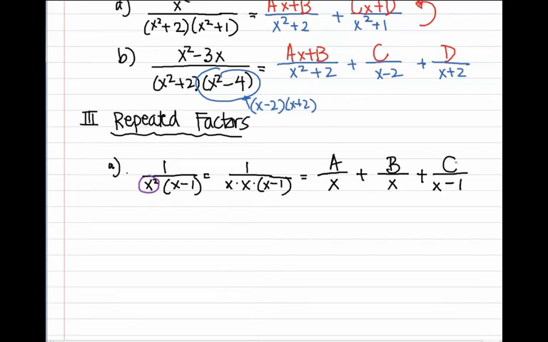Okay, but it looks a little weird, because couldn't we just add a plus b together? We could, right? And then we would only have two fractions. But what you need to remember is if you have three factors, there must be three fractions.